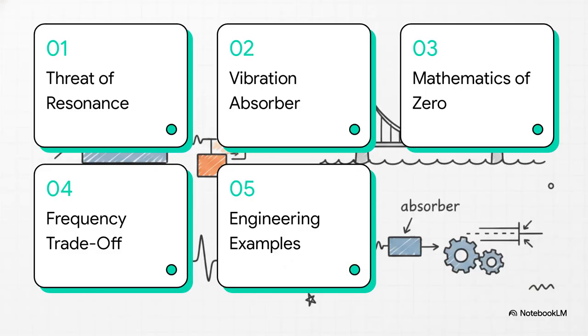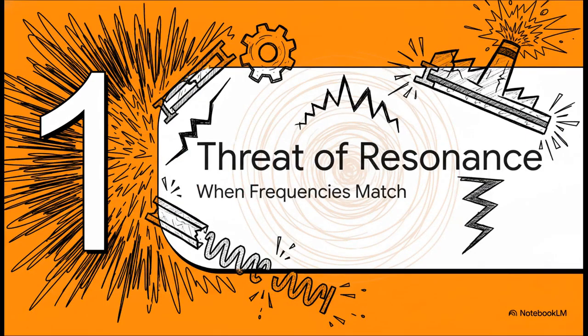Here is our roadmap for today. We'll start with the threat of resonance, introduce the dynamic vibration absorber, dive deep into the mathematics of zero, map out the frequency trade-off, and then wrap things up by working through some real-world engineering design examples. Let's kick things off with Section 1, the threat of resonance.